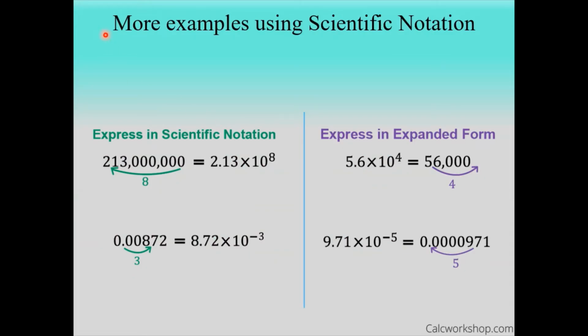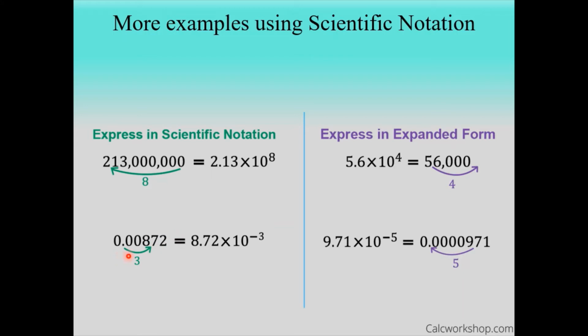Here's a couple more examples using scientific notation. These on the left here start with an expanded form, and we write them in scientific notation. So this number given here is actually 213 million. One way you can think of doing this again is the decimal is over here. If I'm going to move that decimal point between the 2 and the 1, I have to move it over 8 places if you count. So it's 2.13 times 10 to the 8th.